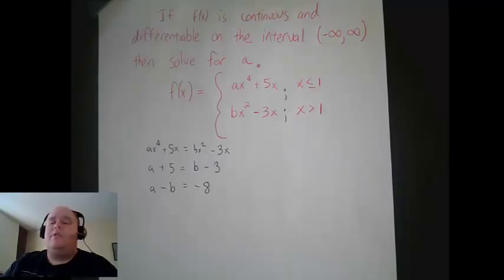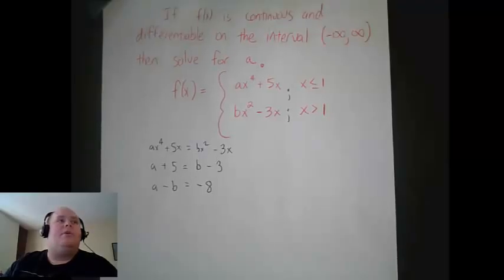So what we can do, though, is get another equation. The way we're going to get another equation is by using the second part of the question. It says f of x is continuous and differentiable. If it's differentiable, it's not simply enough that it's continuous. If it's differentiable, it has to be continuous, but if it's differentiable, it also means that the slope of the tangent line at that point has to be exactly the same.